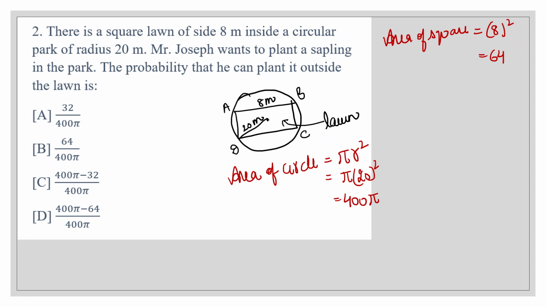You need to find the probability that he can plant it outside the lawn. Outside the lawn means circle minus area of square. So your favorable outcome, we are finding probability. Favorable outcome is total area, which is 400 pi minus 64, upon total. Total is the whole area. So this is D.